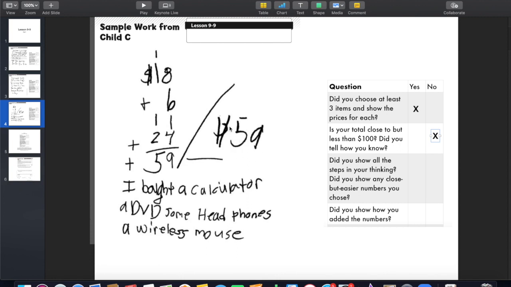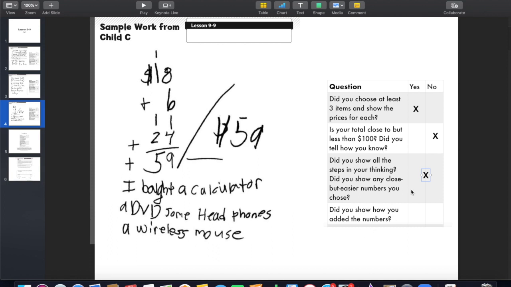So their total is not close to 100, but also they're adding the actual cost of the items instead of a close but easier number. And that's not what the question's asking you to do, right? You were supposed to just pick your items, glue them down, and then show what you were thinking and how you picked them. Did they show all their thinking in steps? Did they show any close but easier numbers? I'm going to put it in the middle. They did show their thinking, but they don't show any close but easier numbers, which was part of the assignment.